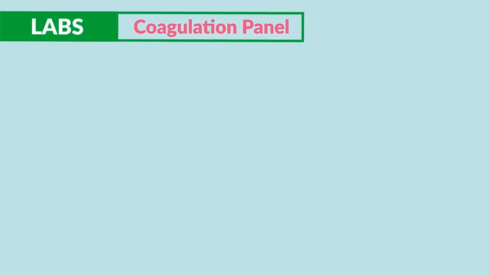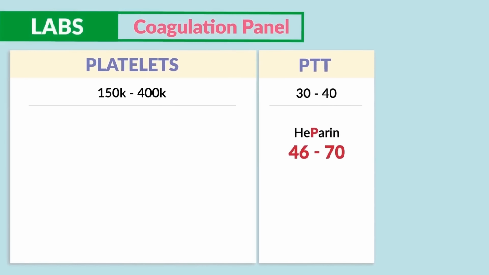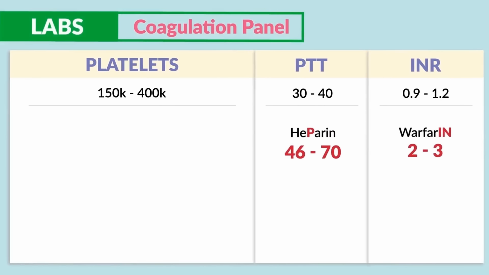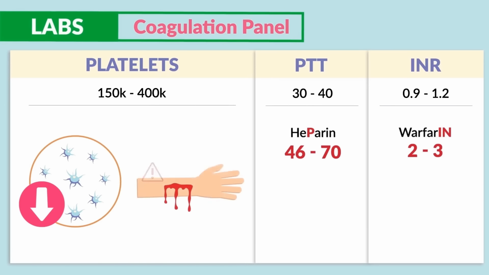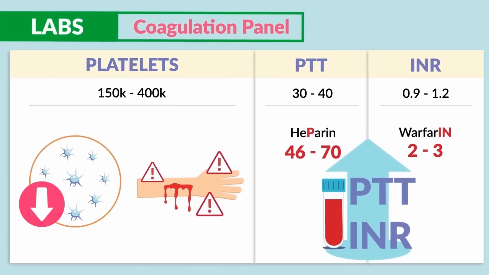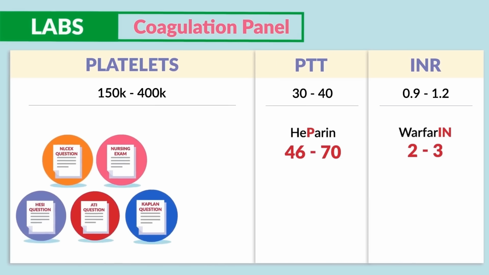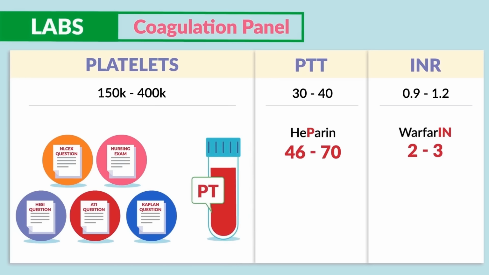In terms of coagulation panel, the 3 labs to know are platelets, PTT, and INR. The key points to know is that the lower the platelets go, the more bleed risk. And the higher the PTT and INR go, the higher the bleed risk. So these are the most tested out of 5 different exam question banks. PT was mentioned, but not directly tested. So don't focus on that directly.